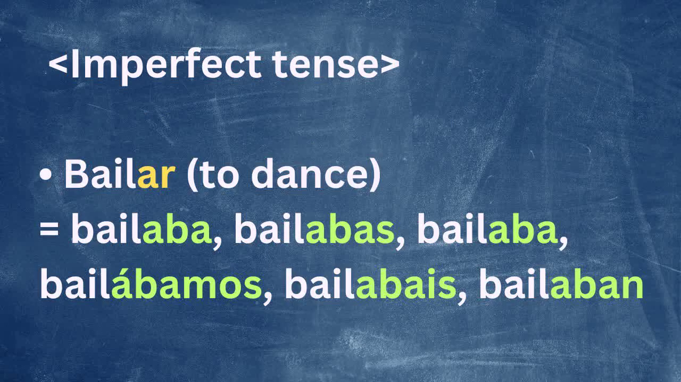Let's try changing some more verbs to the imperfect tense. Bailar, which means to dance. And the imperfect tense forms for this verb are bailaba, bailabas, bailaba, bailábamos, bailabais, bailaban.